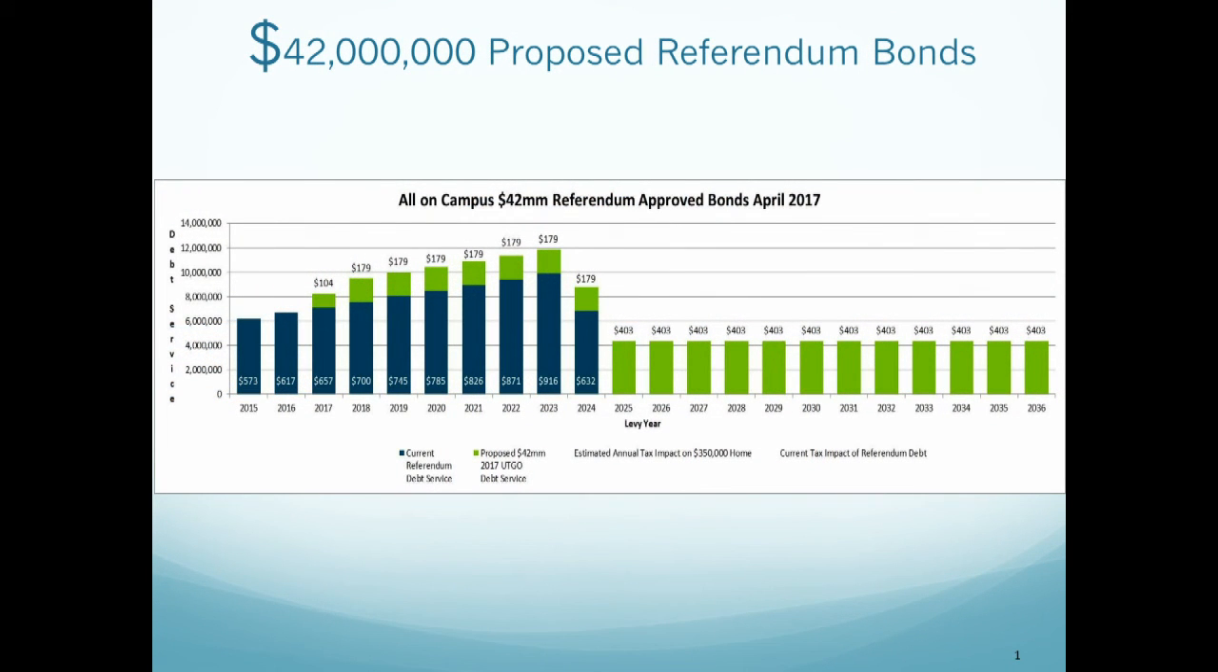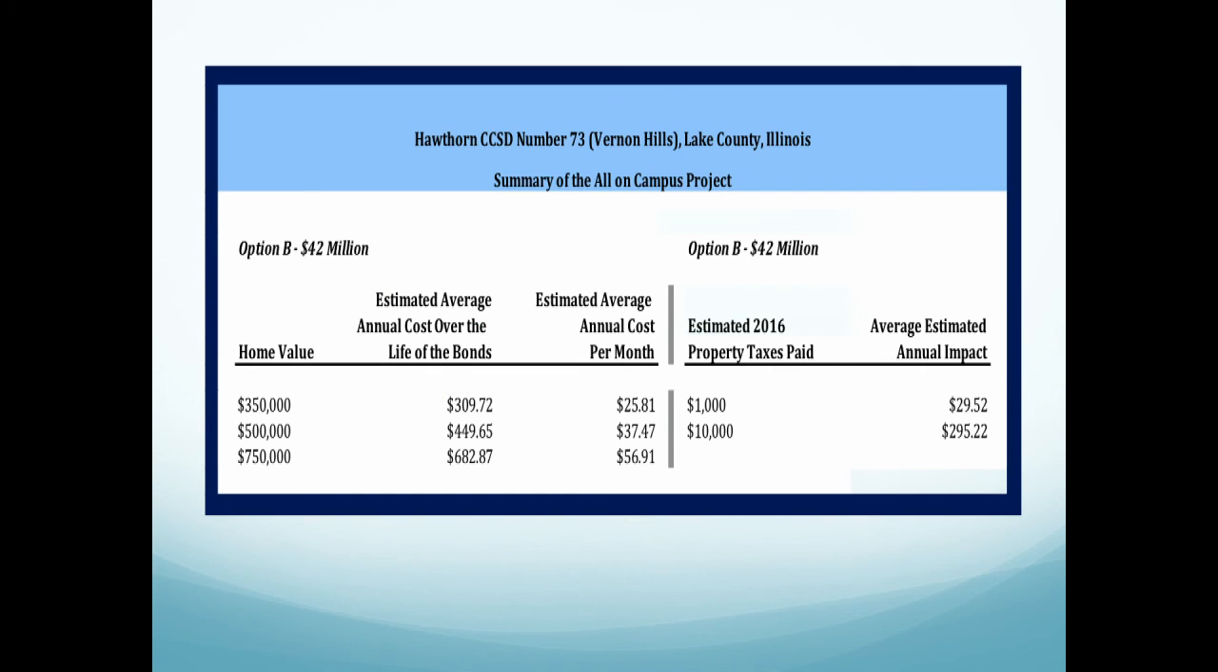So this is the impact for a $350,000 home, which is a little higher than the average sale value in Vernon Hills. But we talk about the average impact of all these payments being about $309. So if you want to go to the next slide. For the $350,000 home, the average of all those payments, again, starting at $179, going to $403 over that 20-year period, is $309.72, or $25.81 a month.